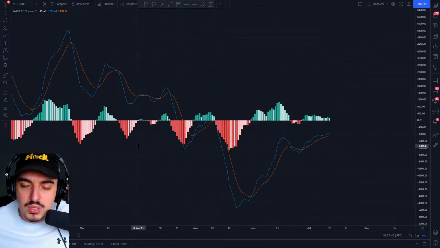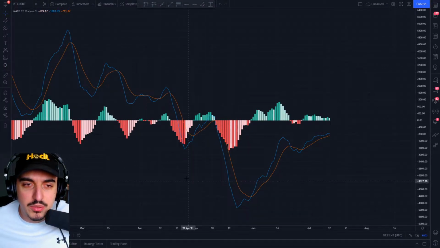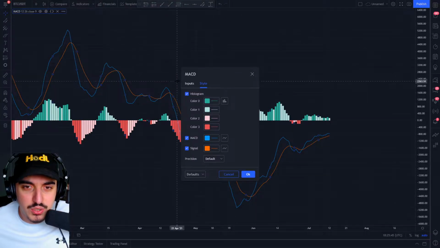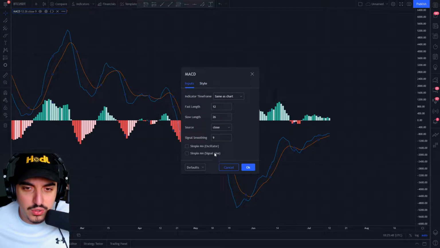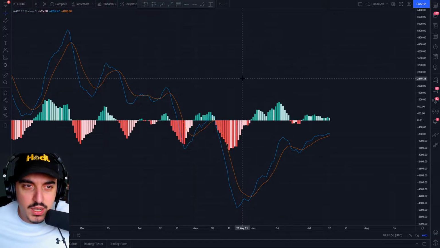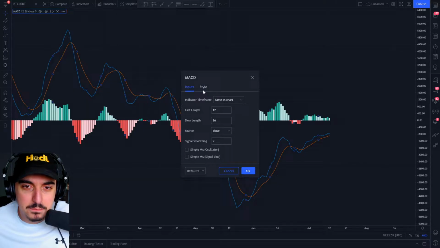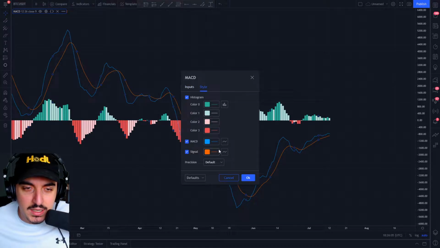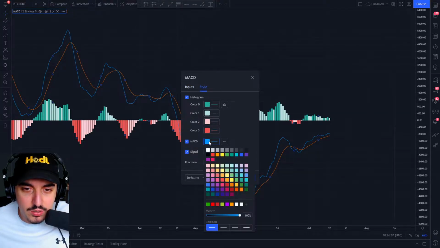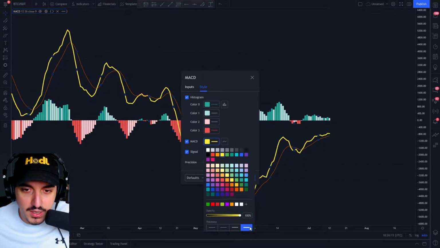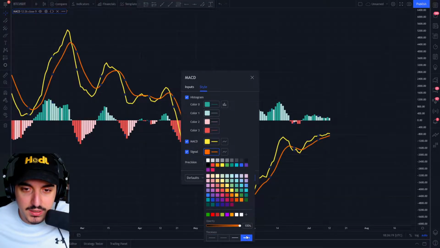The way that I like to use this indicator is with the default settings. If you go into the settings, these are the settings that I like to use: 12 as the fast length, 26 as the slow length, and 9 as the signal smoothing. The first thing I want you to pay attention to is these two lines. I'm going to click on the settings again and click on style, scroll all the way down to this MACD line, and change the color to green and make it a little bit thicker so we can see it.